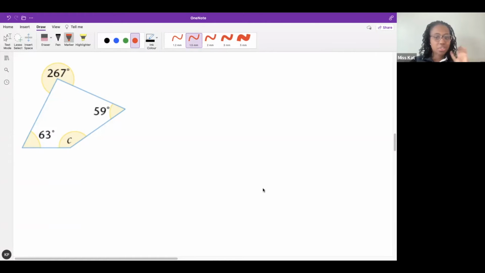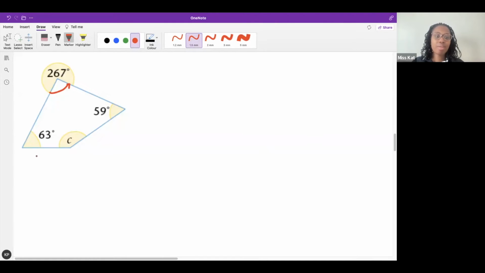We have no idea what shape this is, but there's one quality that we know about all shapes, regardless of which quad it is. Thank you. They add up to 360 degrees. Interior. The interior angles of the shape have to add up to 360 degrees.